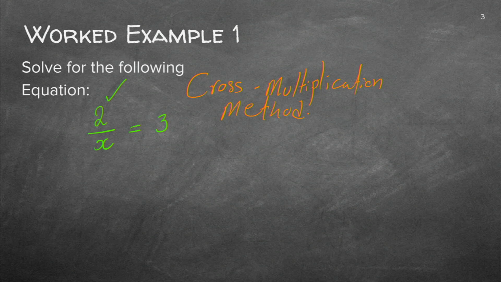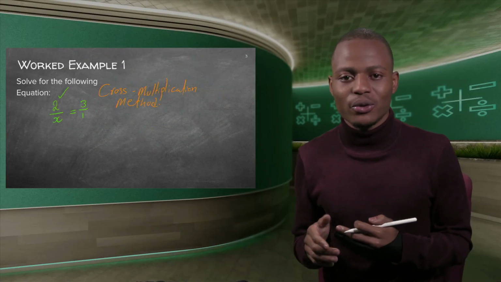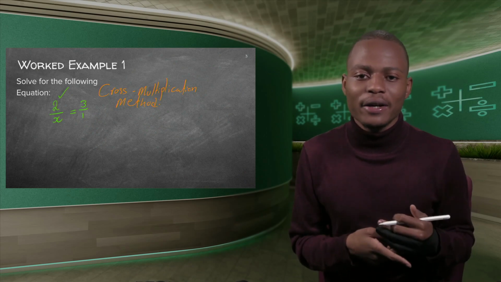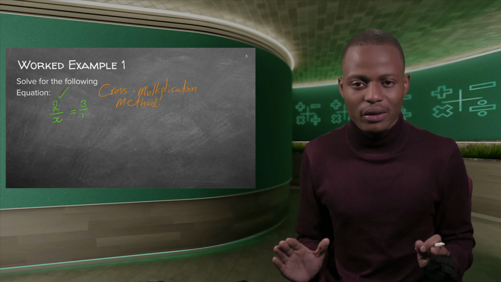But now, how can I write 3 as a fraction? If I want to write 3 as a fraction, it's simply 3 divided by 1. So now you see that you have a fraction on both sides. You just had 3 initially, but now you have 3 over 1. So 2 over x equals 3 over 1.